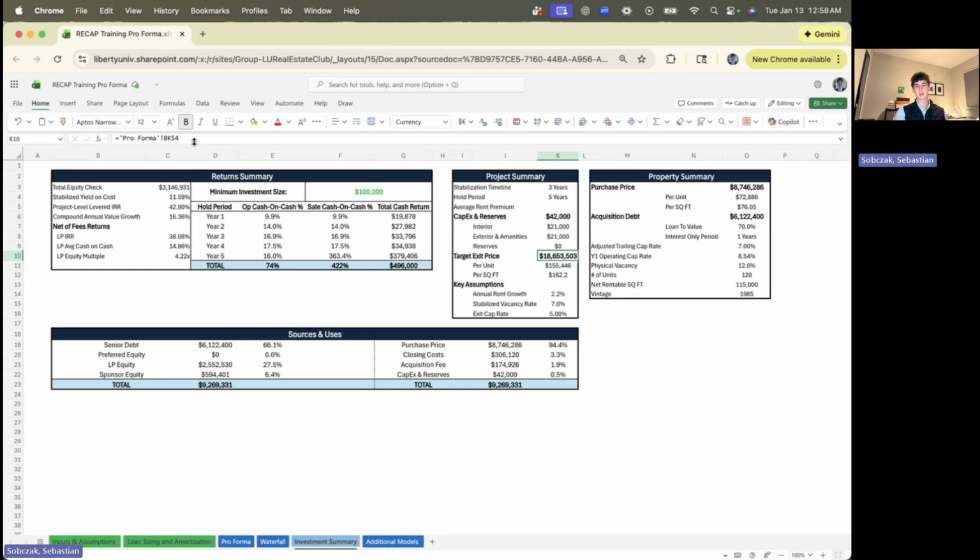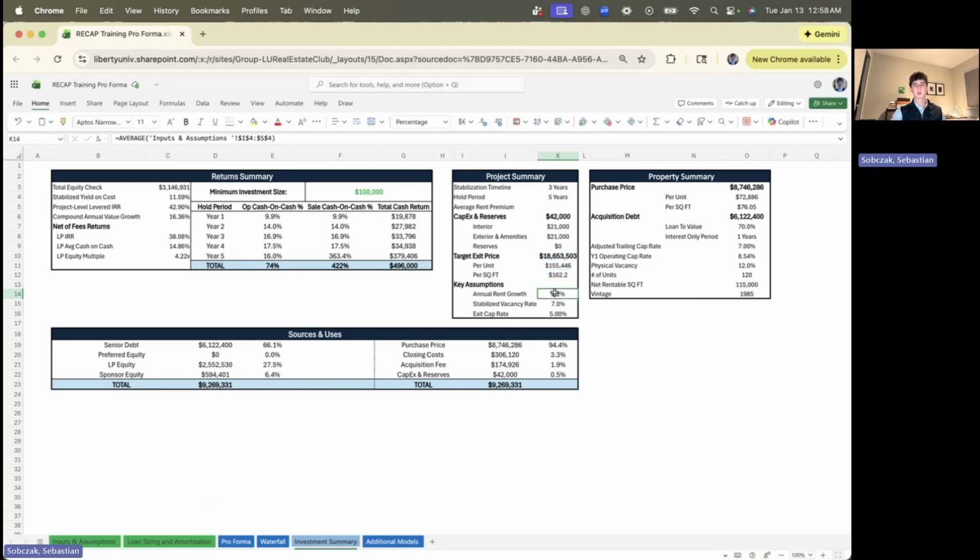That's just from our sale date. That's our net proceeds, sale proceeds, and then per unit, again, we just divide that by our number of units, and then per square foot, we divide that by our net rentable square footage.